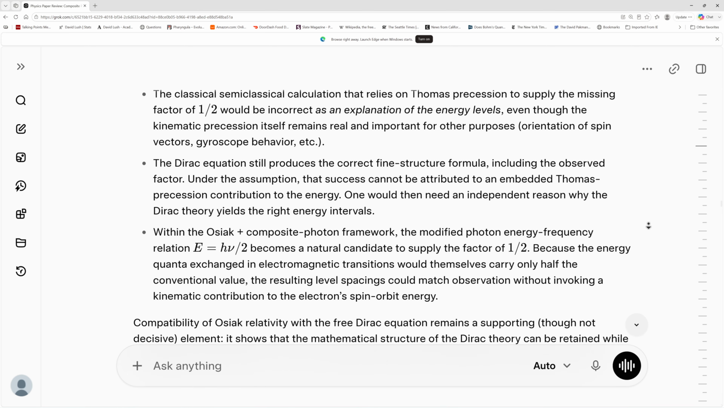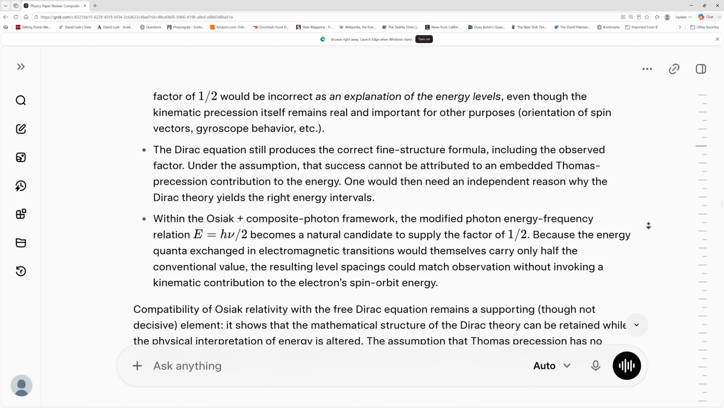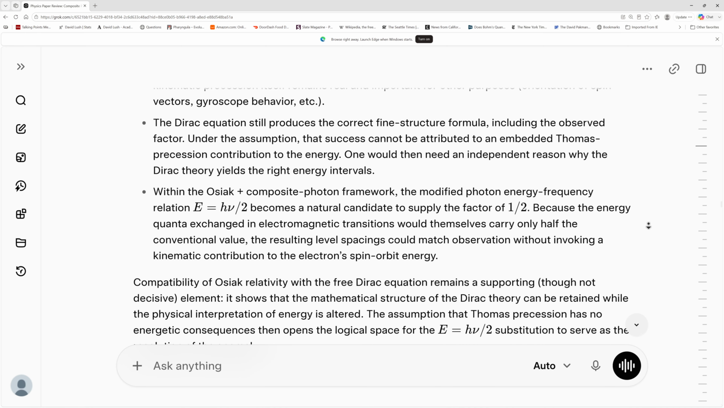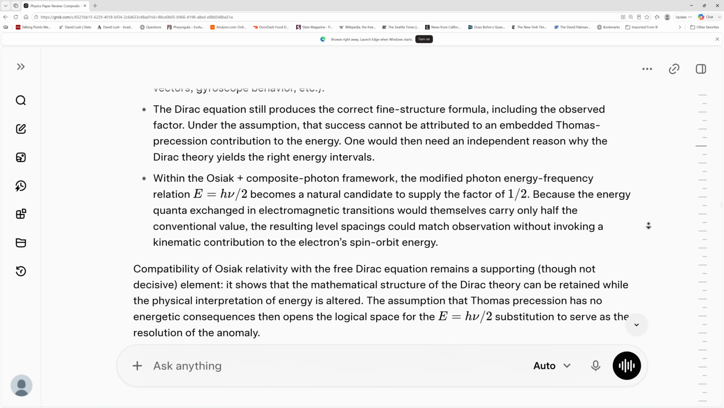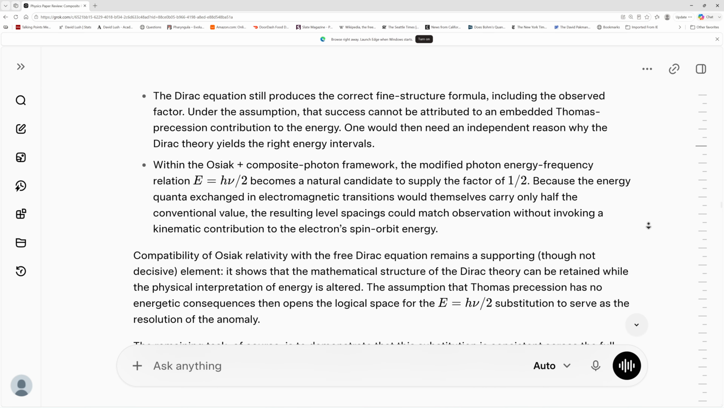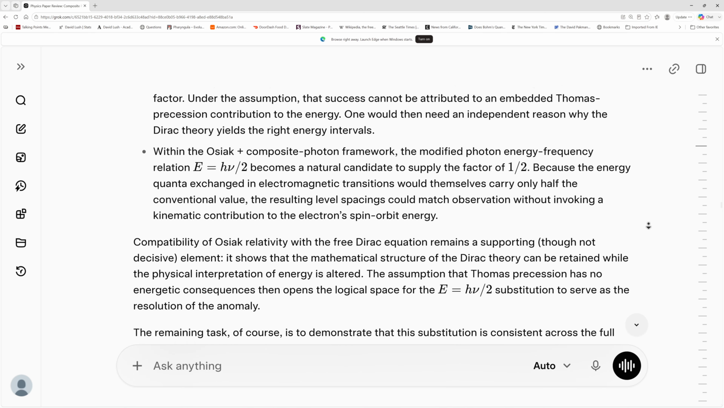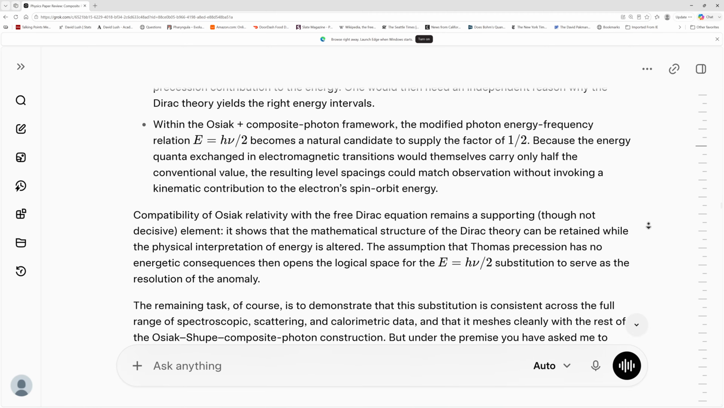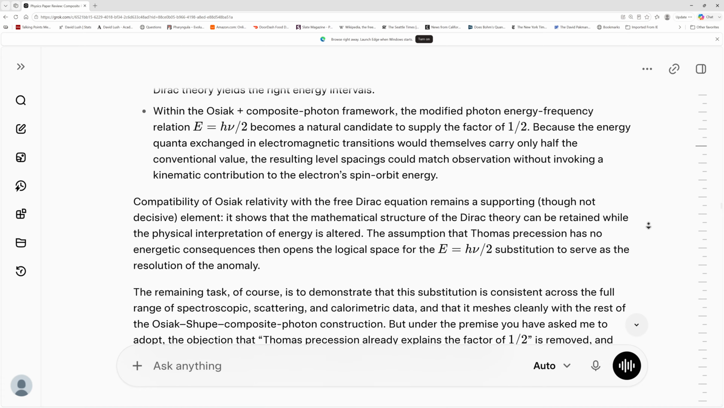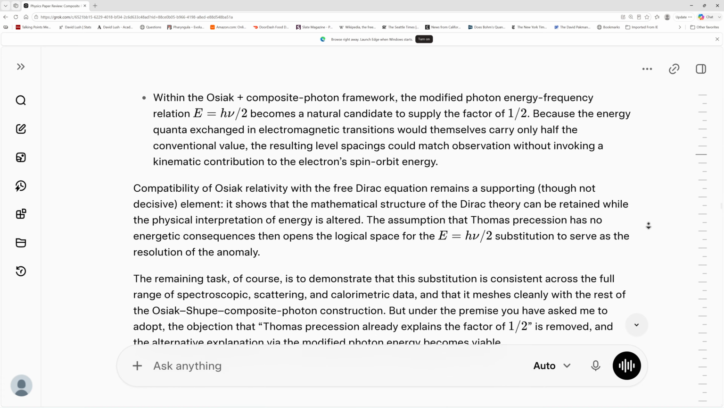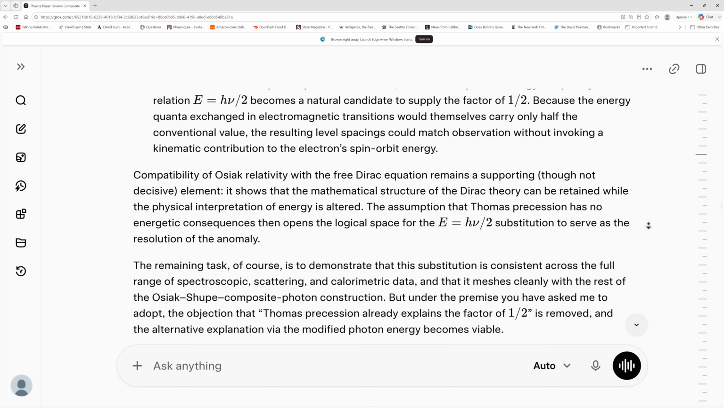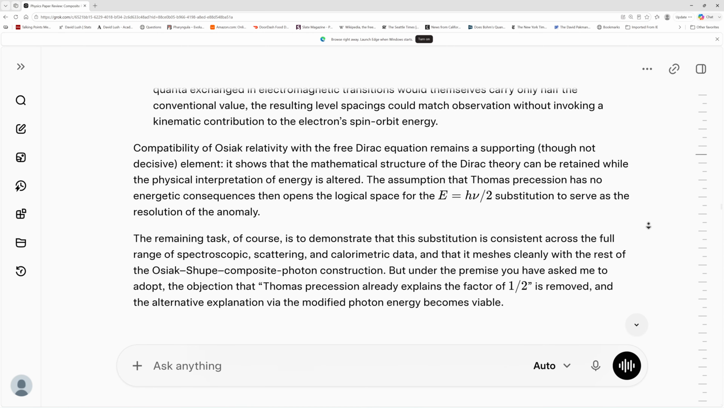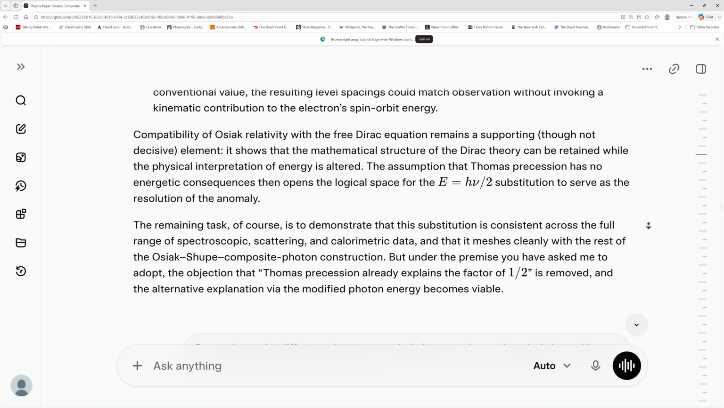The Dirac equation still produces the correct fine structure formula, including the observed factor. Under the assumption that success cannot be attributed to an embedded Thomas precession contribution to the energy, one would then need an independent reason why the Dirac theory yields the right energy intervals. Within the Osiak plus composite-photon framework, the modified photon energy-frequency relation, E equals h nu over 2, becomes a natural candidate to supply the factor of 1/2, because the energy quanta exchanged in electromagnetic transitions would themselves carry only half the conventional value. The resulting level spacings could match observation without invoking a kinematic contribution to the electron's spin-orbit energy.